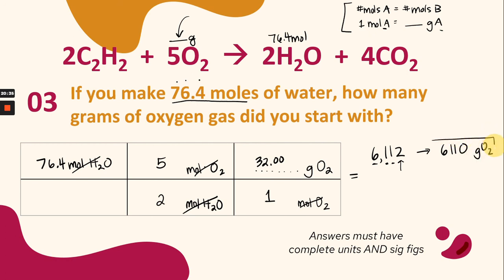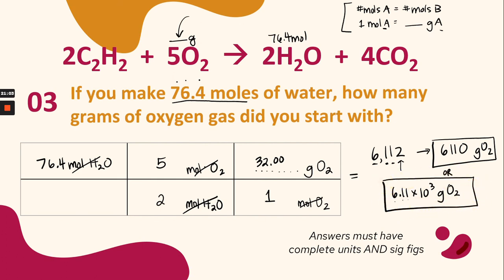This has 3 sig figs. We're not going to make it 611. That would be wrong. It's 6,110. So this one would be our best answer. You also could, if it makes you feel better, put it into scientific notation. But if you do that, it still has to have the same 3 sig figs. So both of these would give you full credit because they both have sig figs and units on the answers.